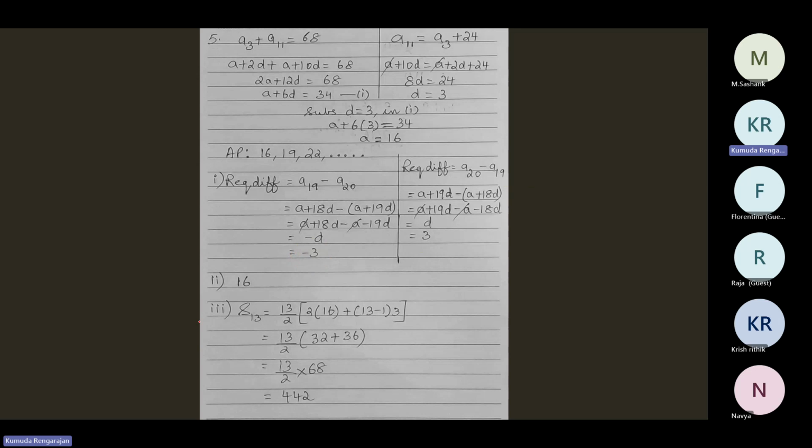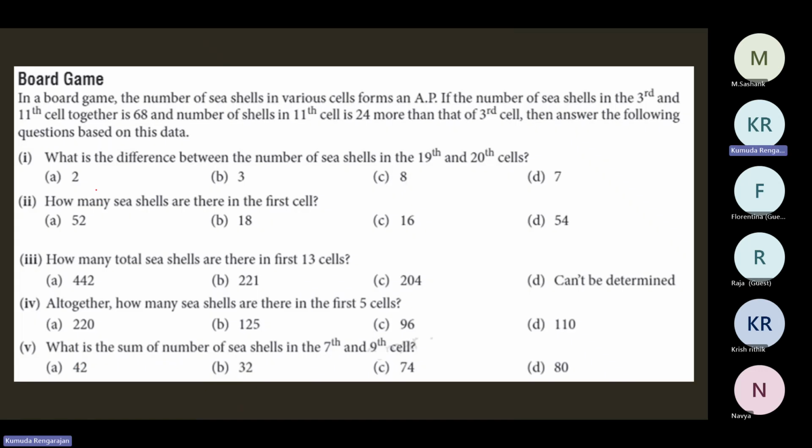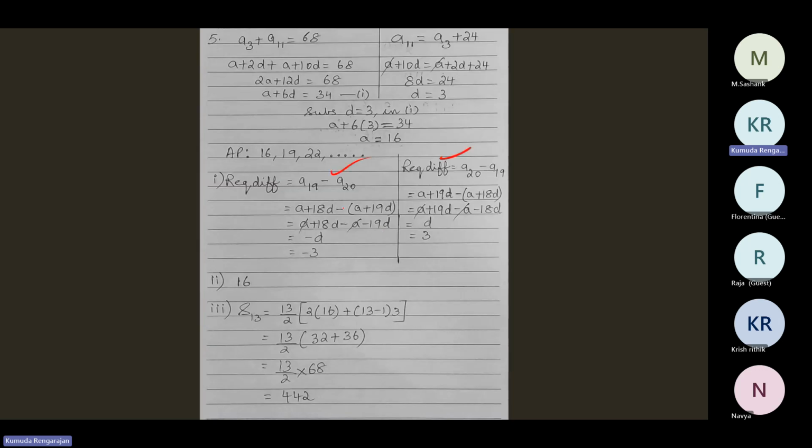See, they're not asking us to find the common difference. If it's a common difference, yes, we have to do A20 minus A19. They're just asking us to find the difference. What is the difference between? If it's common difference, of course, it can be A20 minus A19 or A5 minus A4, the difference between a term and its preceding term. So that's why I worked both the ways. Of course, you will be doing only this. This option is not there.